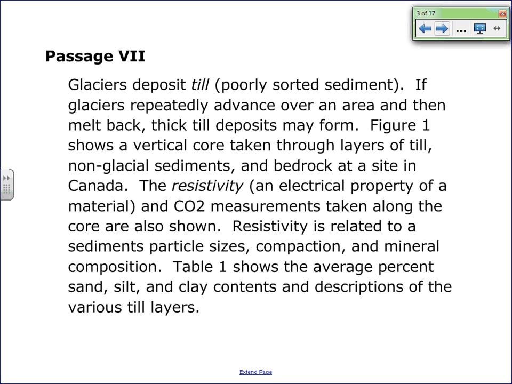Glaciers deposit till, poorly deposited or poorly sorted sediment. If glaciers repeatedly advance over an area and then melt back, thick till deposits may form. Figure 1 shows a vertical core taken through layers of till, non-glacial sediments, and a bedrock at a site in Canada. The resistivity, an electrical property of a material, and carbon dioxide measurements taken along the core are also shown. Resistivity is related to a sediment's particle size, compaction, and mineral composition. Table 1 shows the average percent of sand, silt, and clay contents and descriptions of the various till layers.